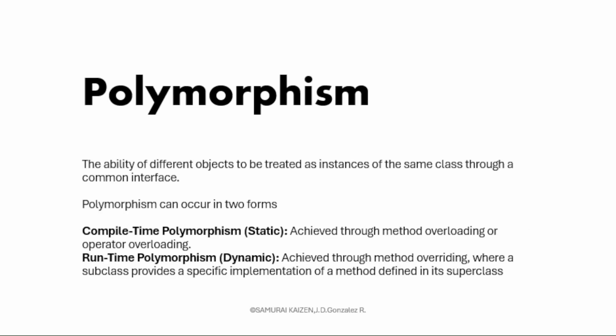Polymorphism. The ability of different objects to be treated as instances of the same class through a common interface. Polymorphism can occur in two forms: compile time polymorphism, so-called static, which is achieved through method overloading or operator overloading, and runtime polymorphism, which is dynamic, achieved through method overriding, where a subclass provides a specific implementation of a method defined in its superclass.